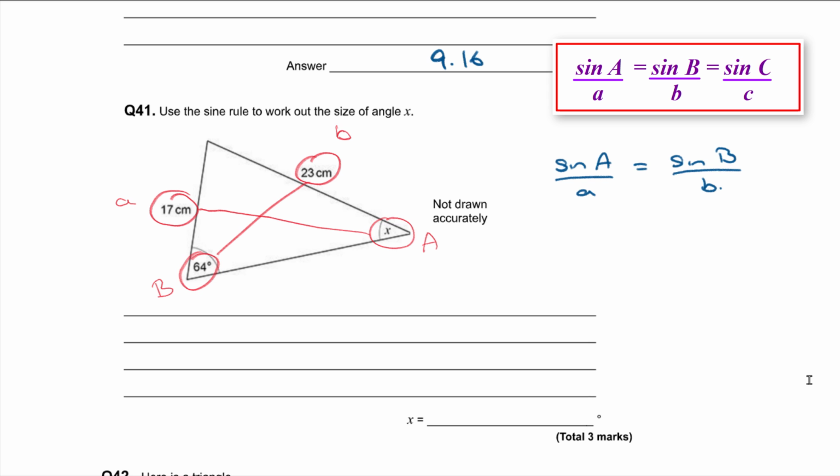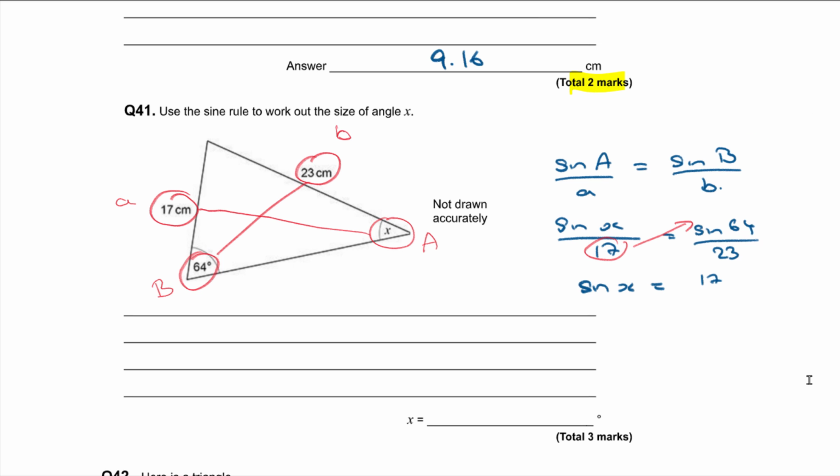So I'm going to substitute, with x this time. Sine x over a, which is 17, is equal to sine B, which is 64, over b, which is 23. Need to get x by itself. Let's just cross multiply that 17 over to the other side. I'm going to get sine x equals 17 sine 64 over 23. So then x is going to be the inverse sine of that, isn't it? 17 sine 64 over 23. And that's what I'm going to type into the calculator.